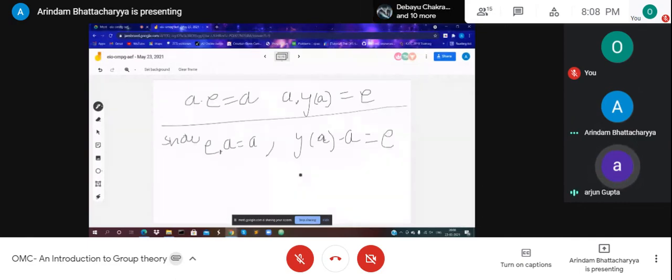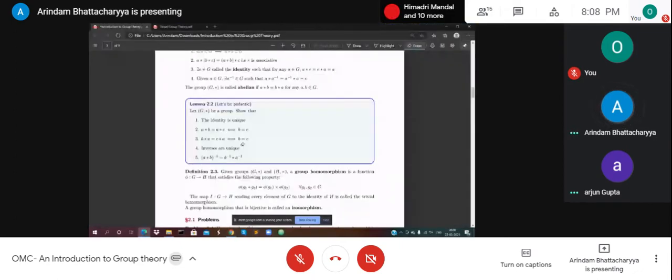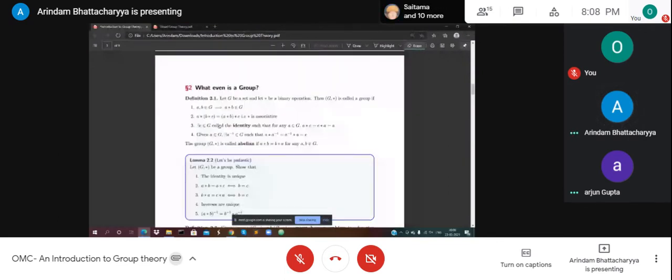But we have to also show the uniqueness. No, because uniqueness can be derived once you show that this is a group. Once you show that these four properties are satisfied, you can derive all these: right cancellation, left cancellation, uniqueness, and everything from that.